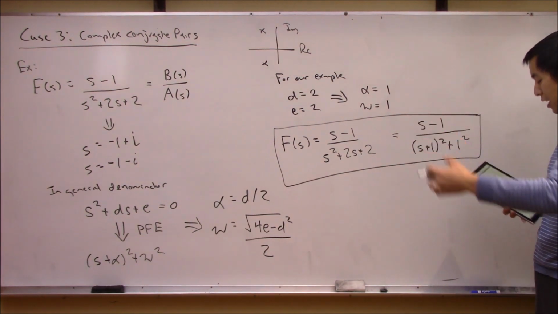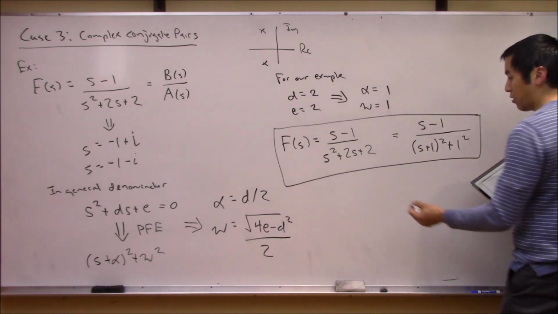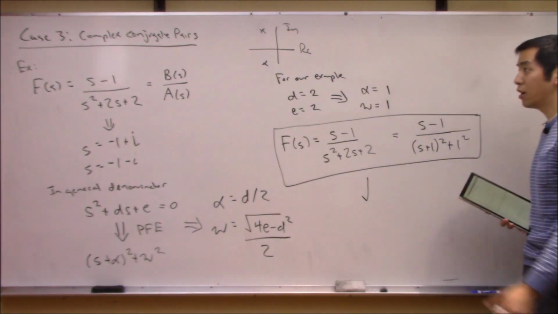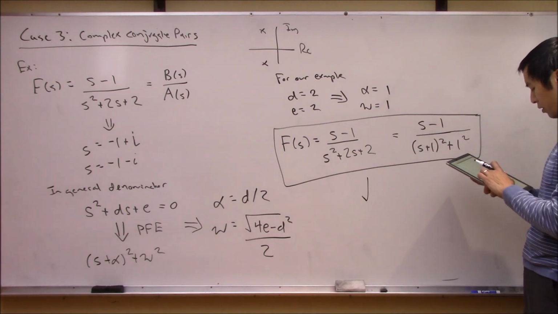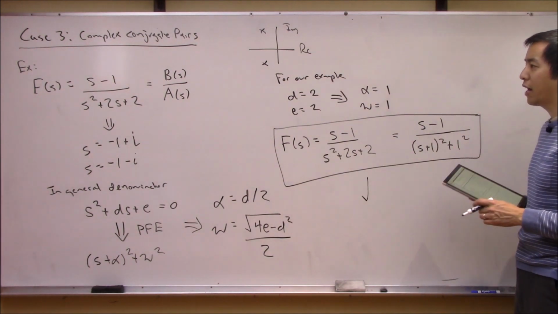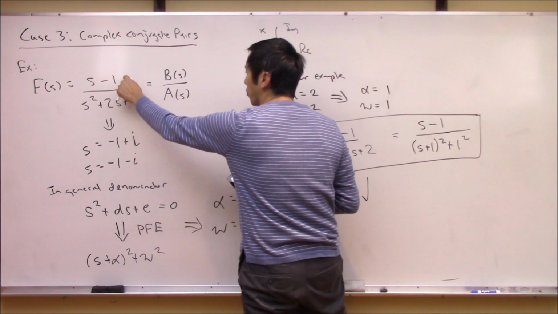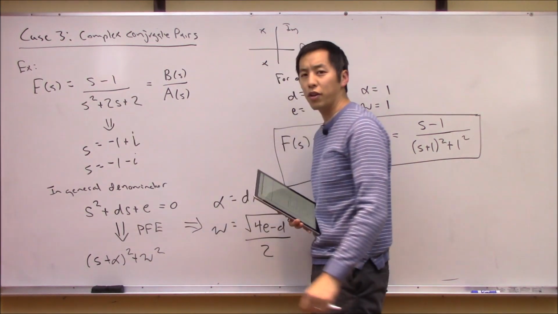So luckily, this was actually pretty short and easy. So there we go. I think we're done. We did all 3 cases, but before we leave, I want to look at one example of what if you had a situation where the order of the numerator was actually greater than the order of the denominator.